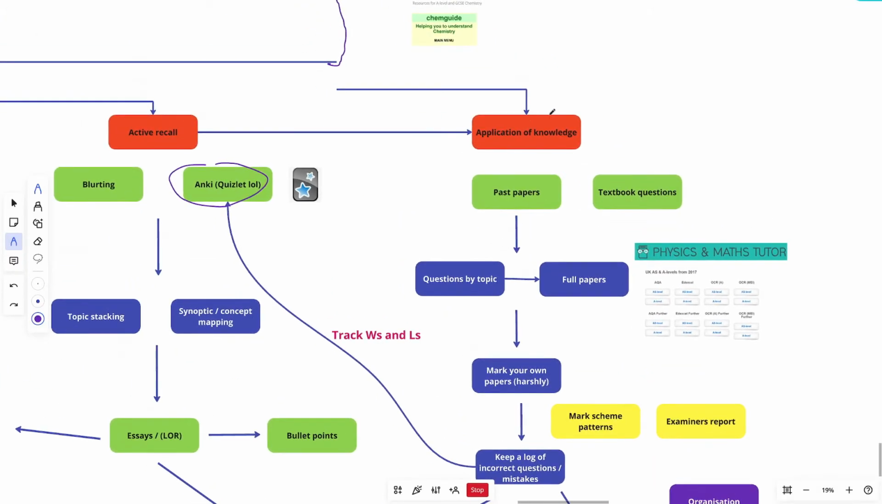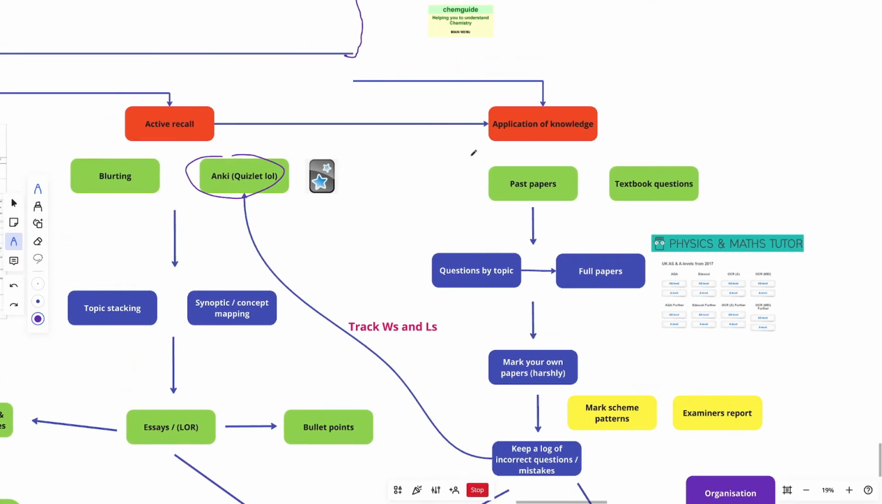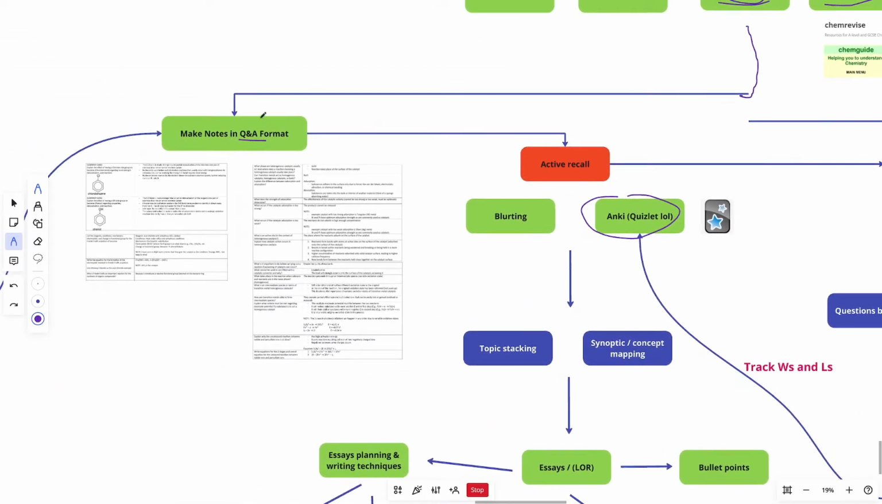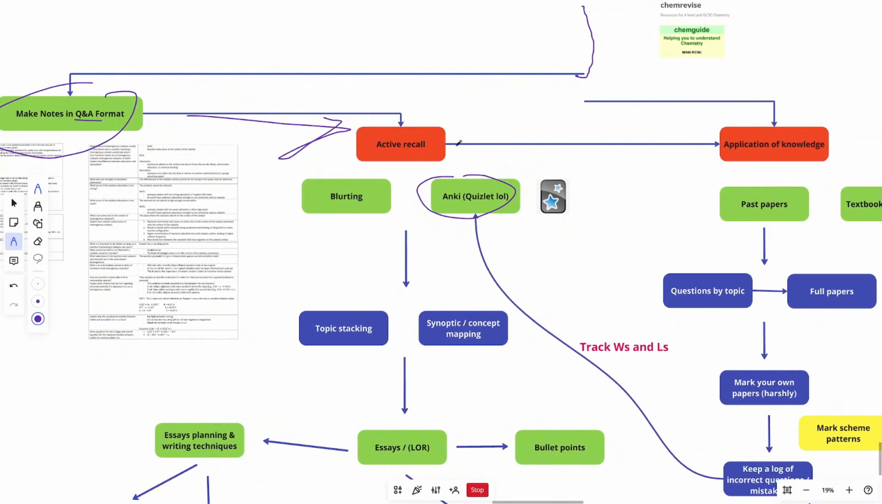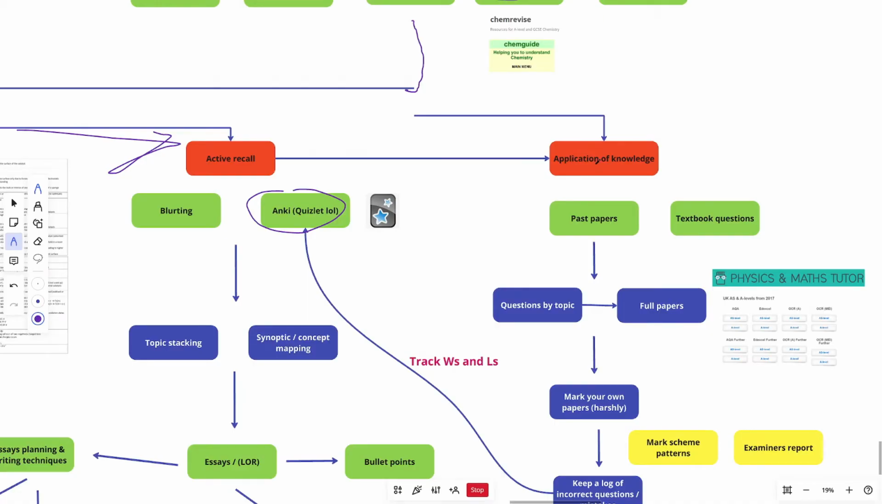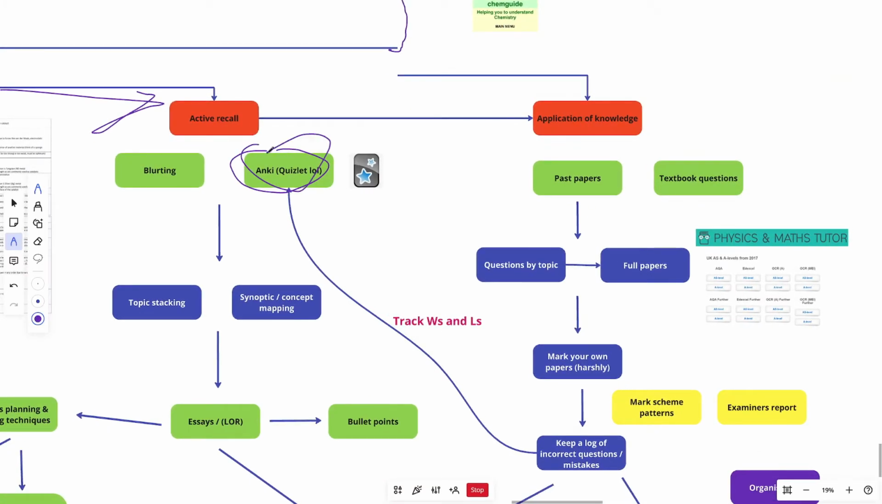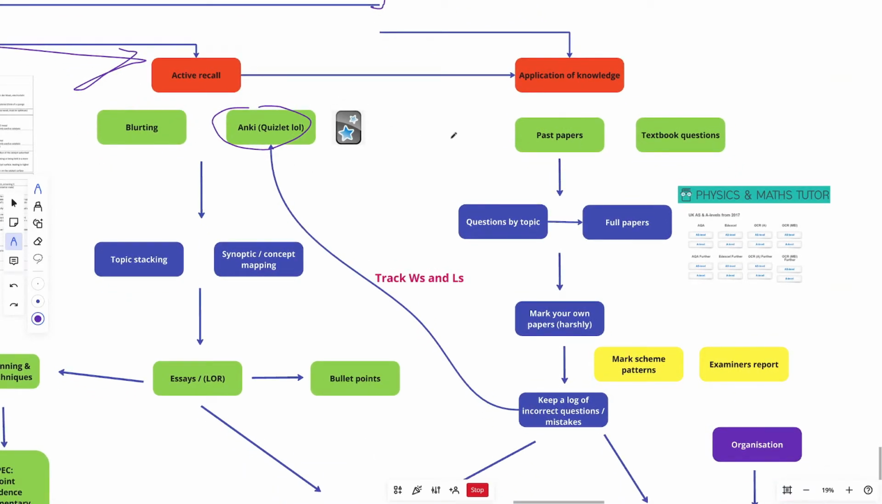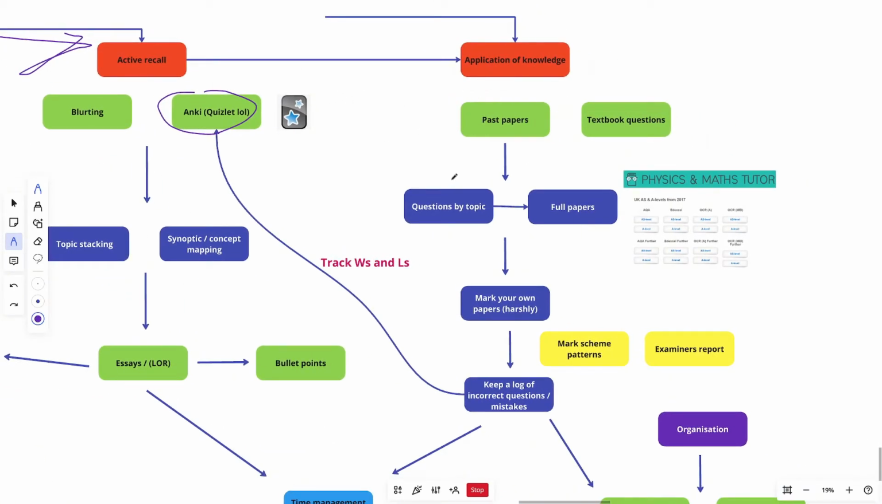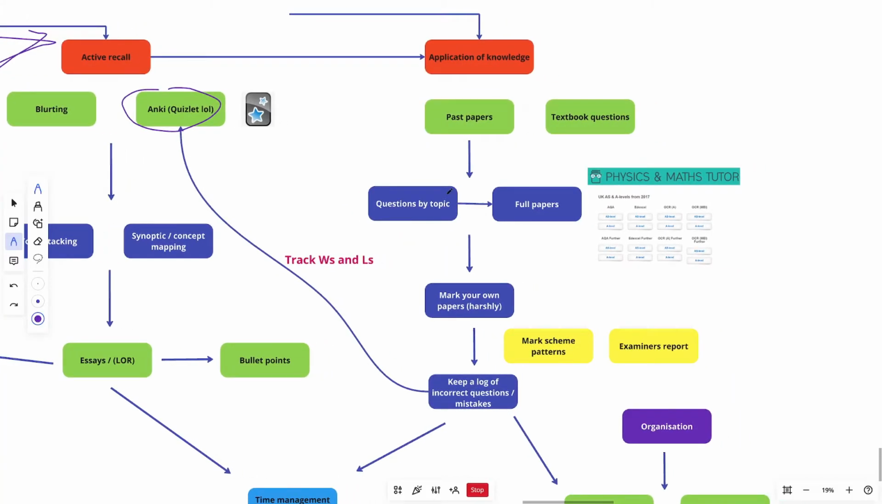Now, I'm going a bit fast here, but basically you want to move from understanding into active recall and application of knowledge. Anki and Quizlet for the stuff that's recall, caveats, little stuff like that. Blurt it on the page. From there, past papers. Questions by topic is primarily what you're going to do first.